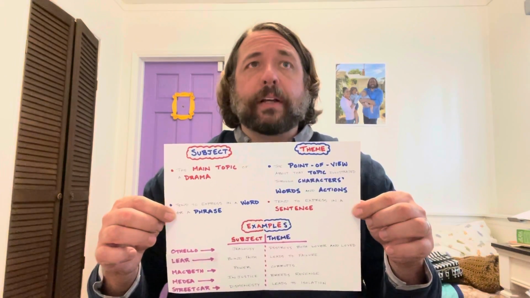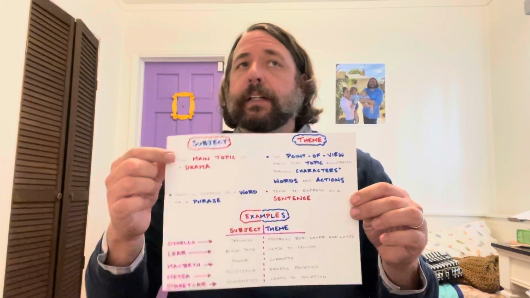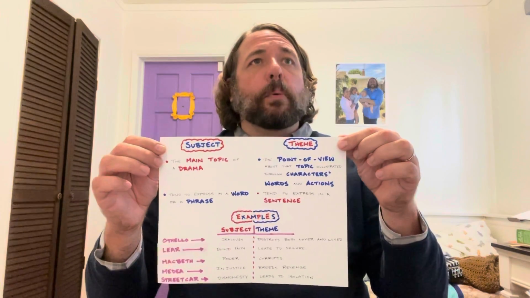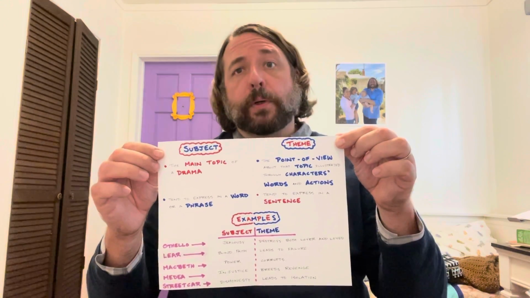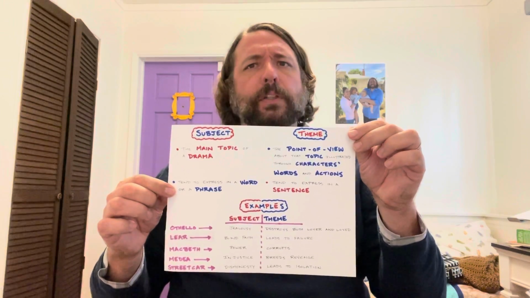In The Dramatic Writer's Companion, playwright Will Dunne explains it like this. The subject is the main topic of a drama, and the theme is the point of view about that topic the writer illustrates through the characters, their words, and their actions in it. We tend to express the subject in a word or a short phrase, and the theme in a complete sentence.